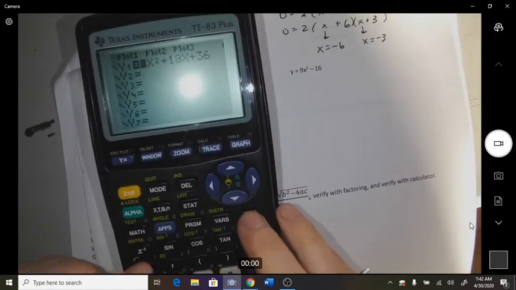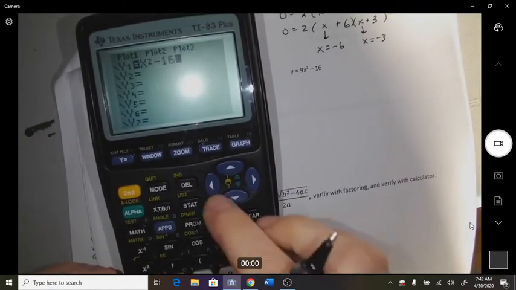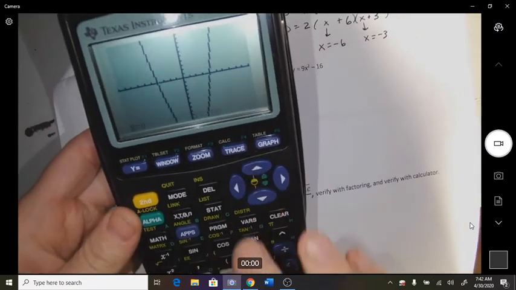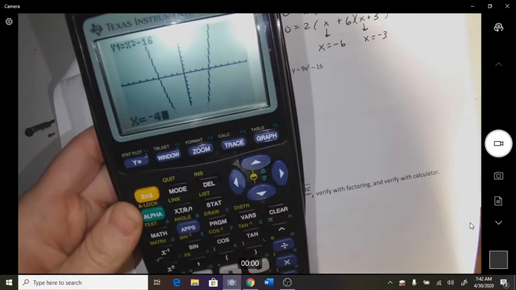Okay, we'll graph it to show you. I'm going to go back to my regular window, zoom 6, so you can see that it crosses at 4 and negative 4.